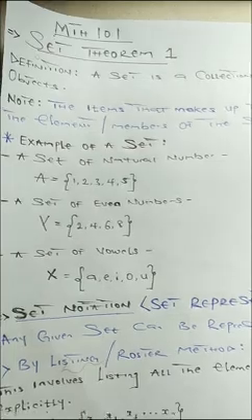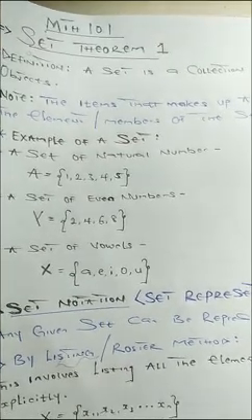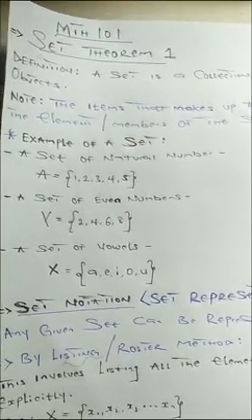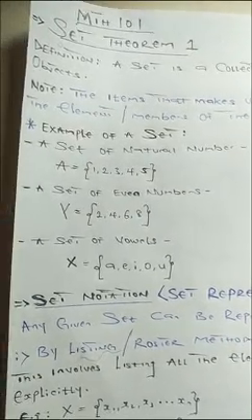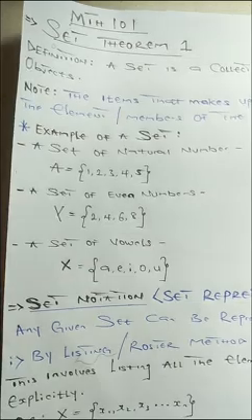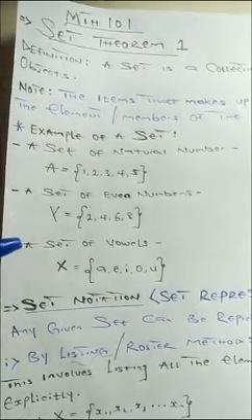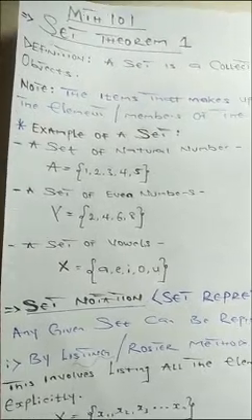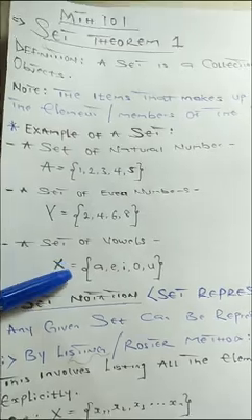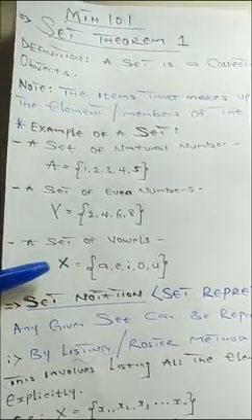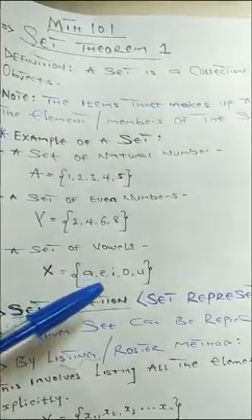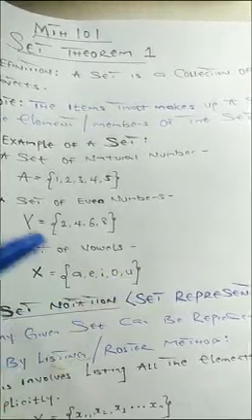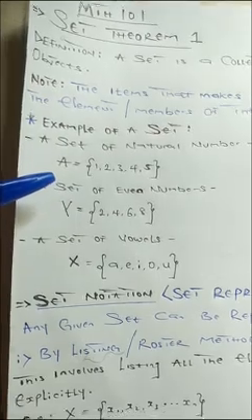Our primary school definition of even numbers: even numbers are numbers that can be divided by 2. Now we have the third example, a set of vowels, which is X is equal to, of course, we know our vowel sounds in English, which are A, E, I, O, U.